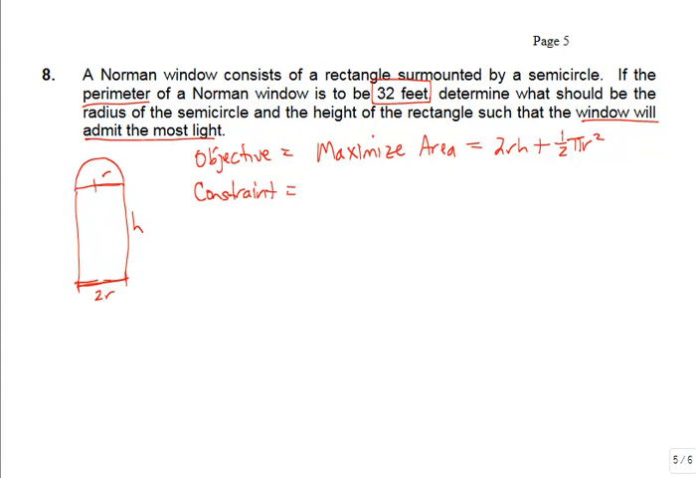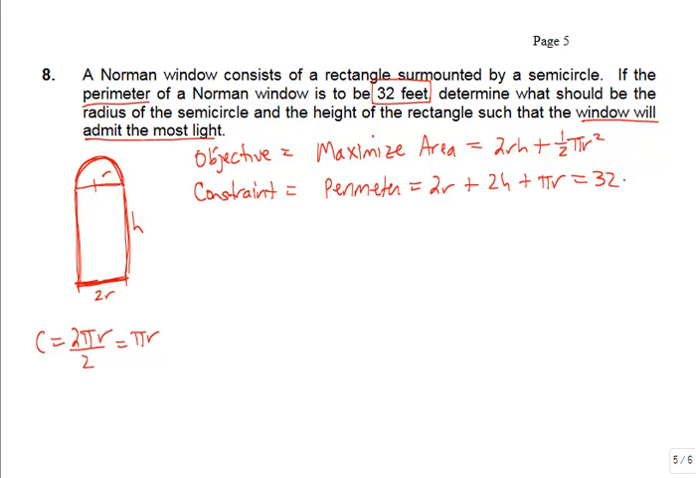So this distance down here, which we already know, is 2r, plus this trim here, and we have the same amount on this side, so that would be 2h's, plus this trim around the outside. And that corresponds to circumference, but it's not the circumference of a whole circle, it's the circumference of half a circle. Now remember, circumference of a circle formula is 2 pi r, so half of that would just be pi r. So we need to factor in that as well. And that whole perimeter is restricted to 32 feet.